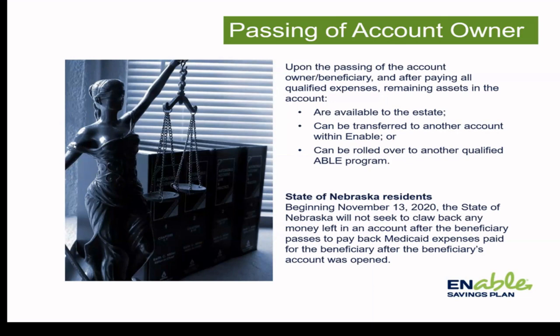So I know that Medicaid clawback can be a concern for some people. Back in 2020, the state of Nebraska passed a law where we would not be seeking any Medicaid clawback from Nebraska Medicaid. That is a good thing for people who own these accounts.